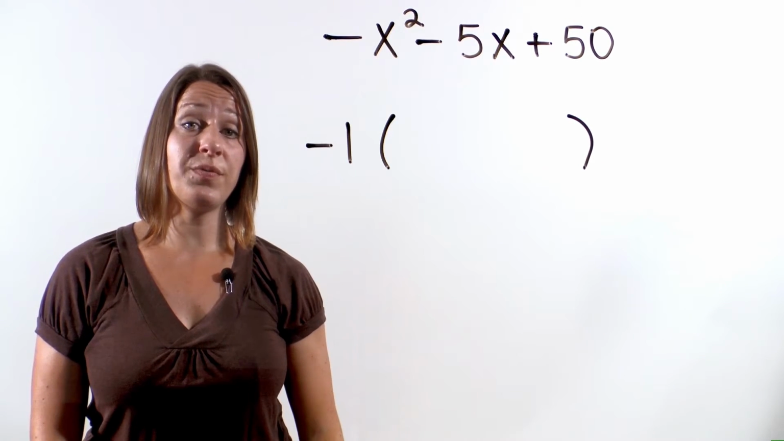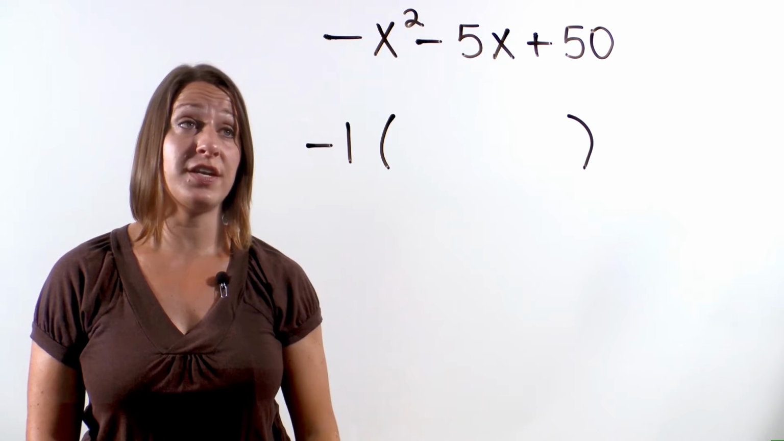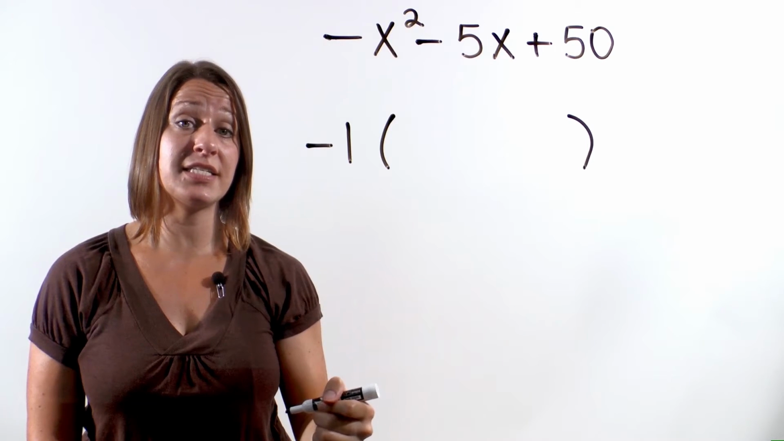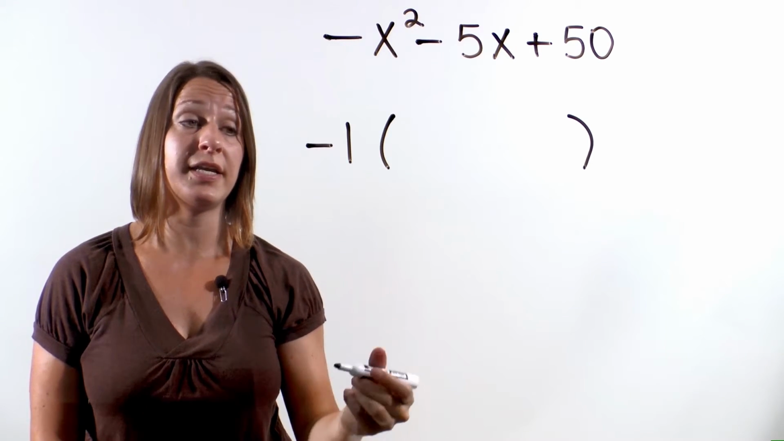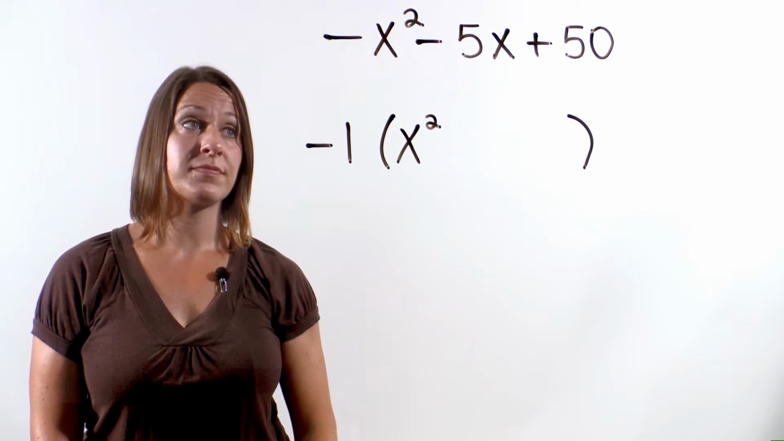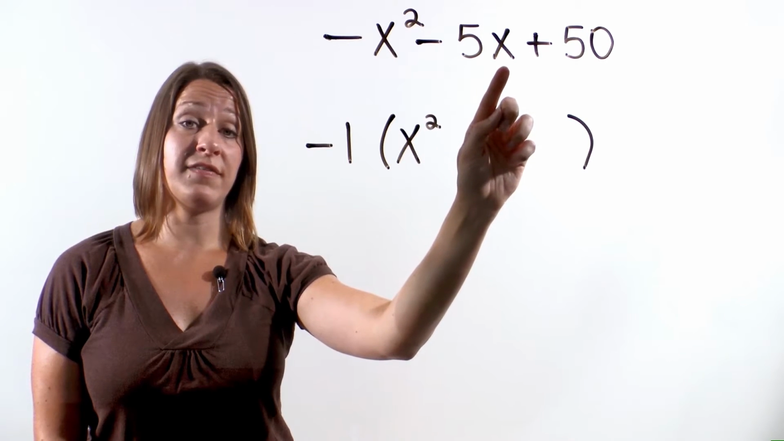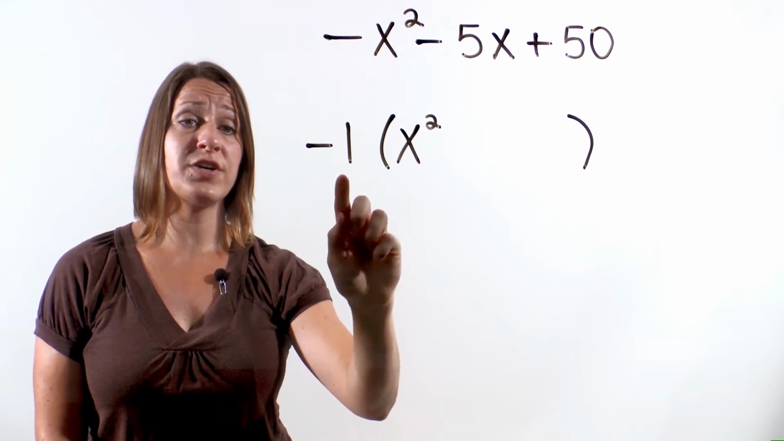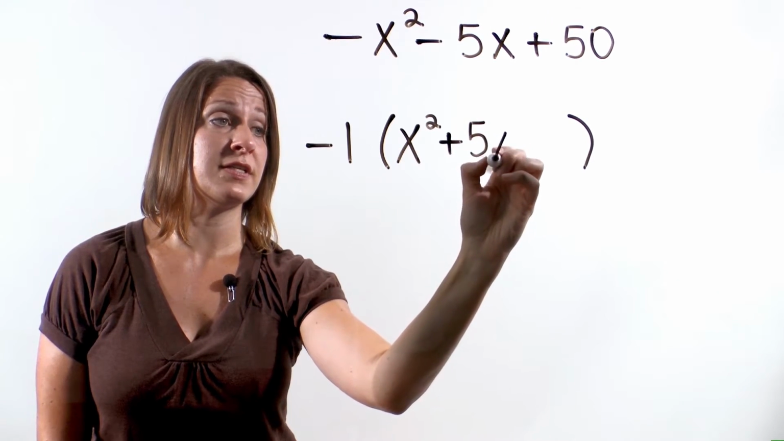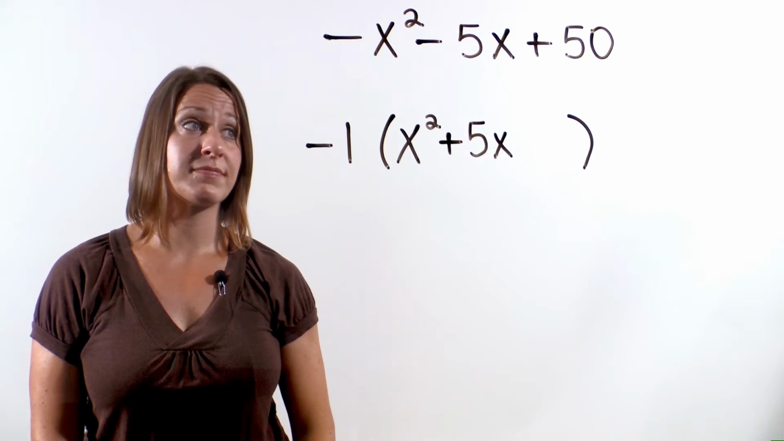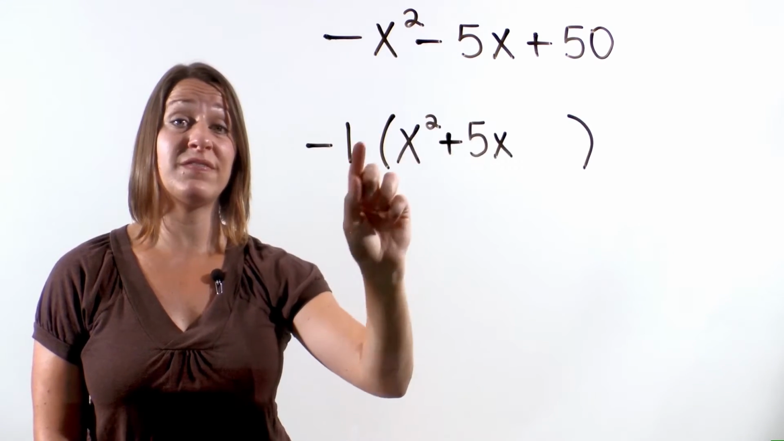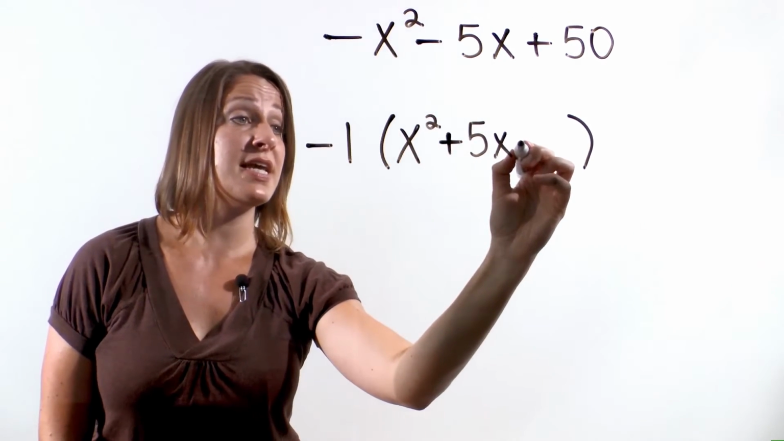Next, let's rewrite the trinomial after we've factored out the negative 1. Negative x squared, when you factor a negative 1 out, or if you divide by a negative 1, you're left with a positive x squared. Next, a negative 5x, when you factor out a negative 1, leaves you with a positive 5x. And a positive 50, when you divide by a negative 1, you're left with a negative 50.